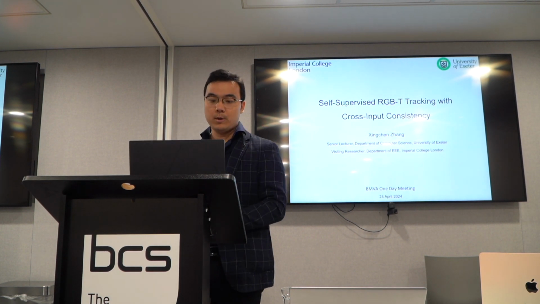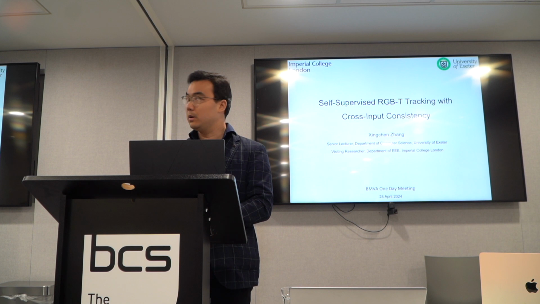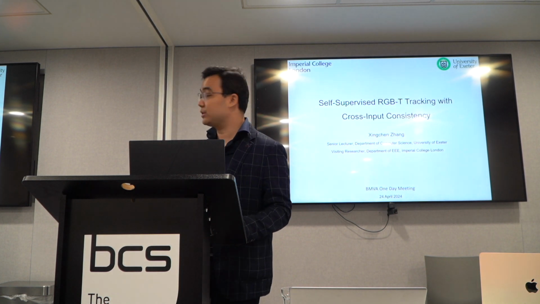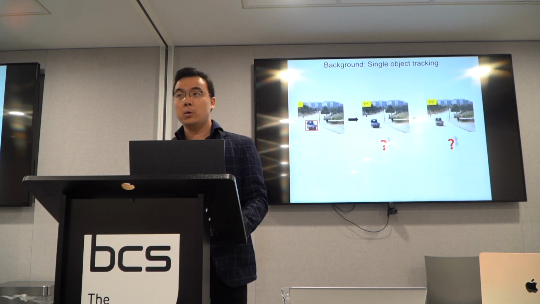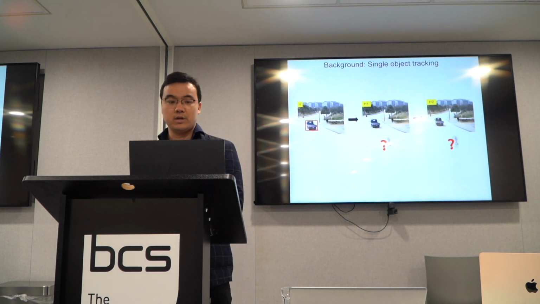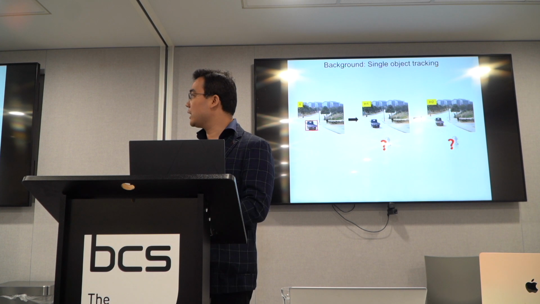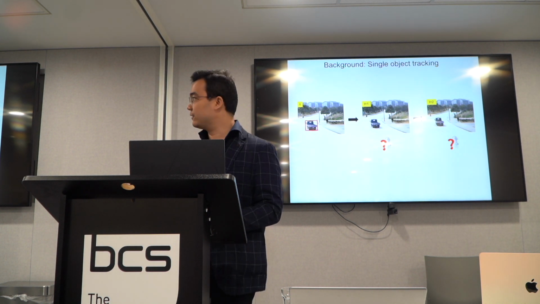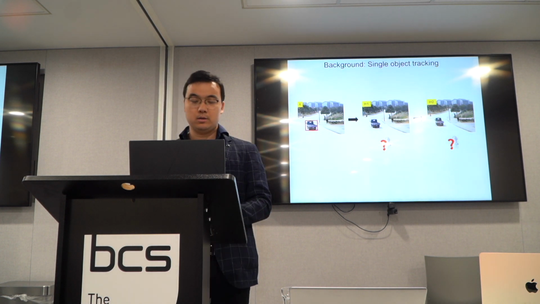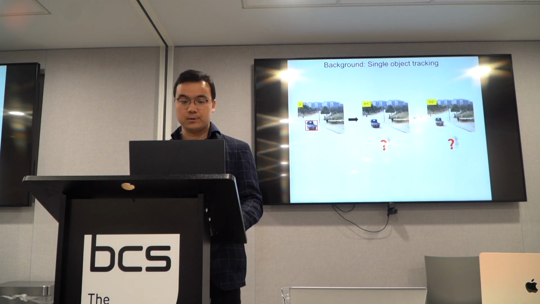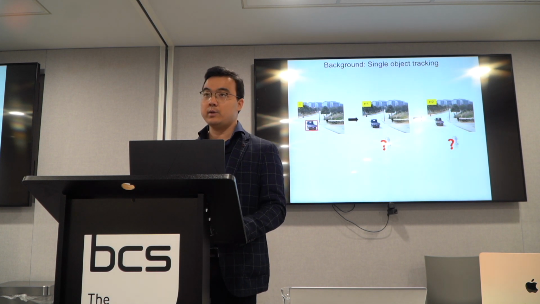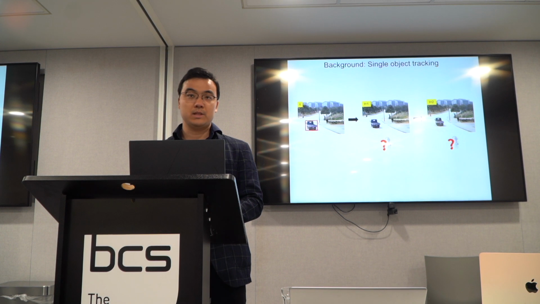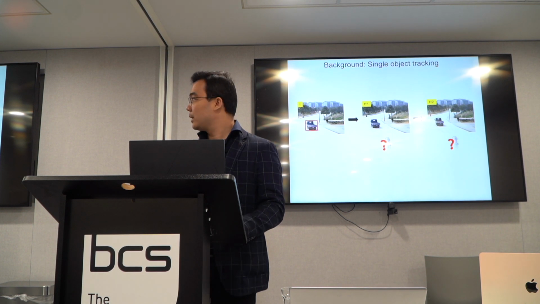Today I'm going to talk about our research on object tracking. The title is Self-Supervised RGBT Tracking with Cross-Input Consistency. Firstly, this work is about single object tracking. In this task, we know the position and the size of the target in the first frame, and we hope to track this target in subsequent frames. This is actually a very typical computer vision task, and many good methods have been proposed so far.